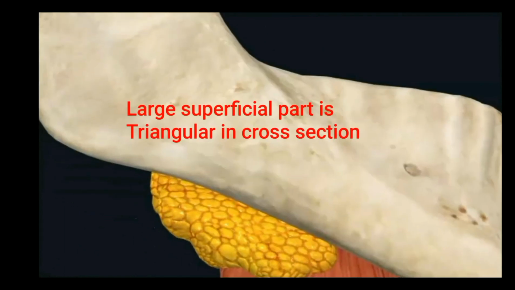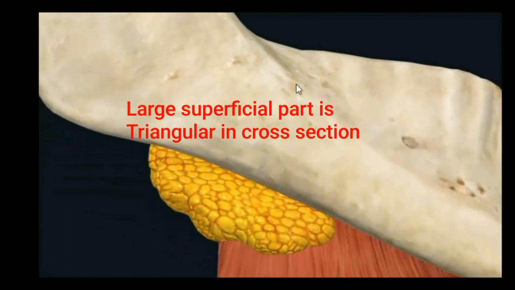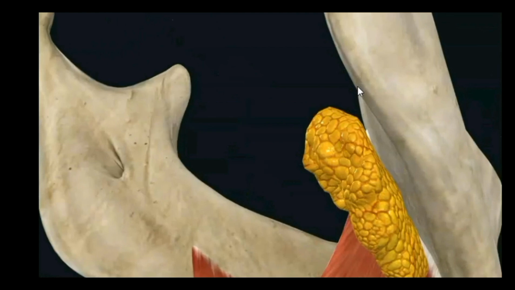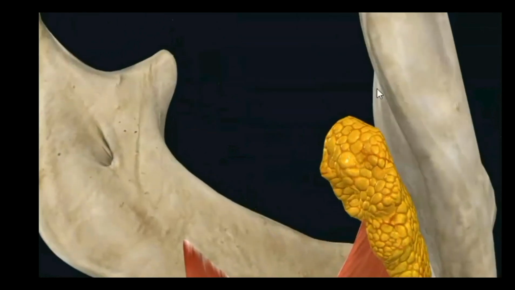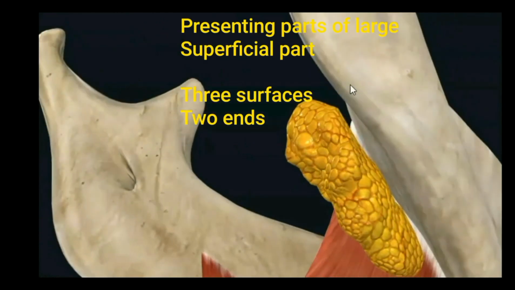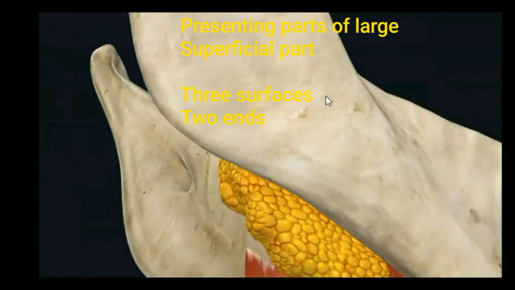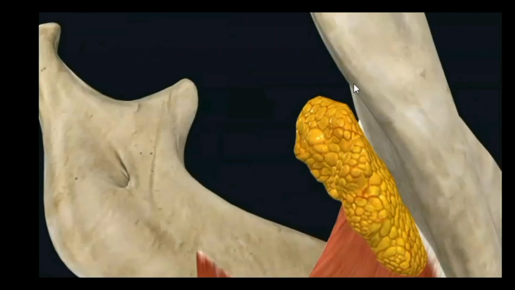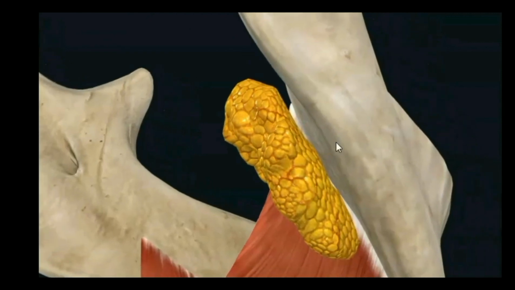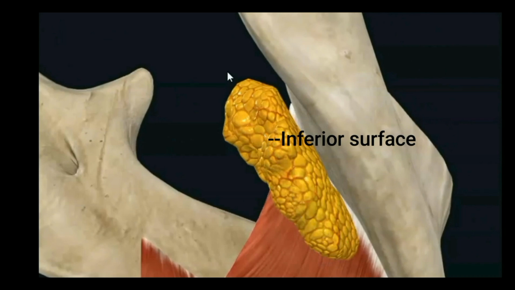When you see the large superficial part, it is triangular in cut section, and it presents 3 surfaces and 2 ends. The 3 surfaces are the lateral, inferior and medial. The 2 ends are anterior and posterior. What is the arrow showing?